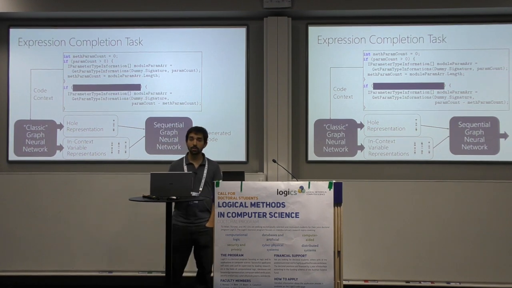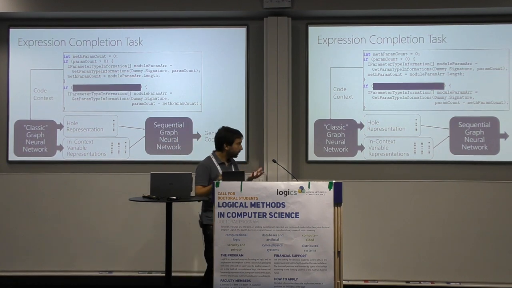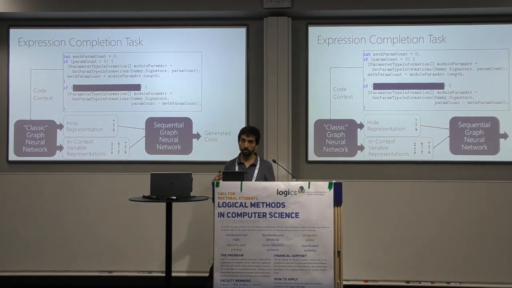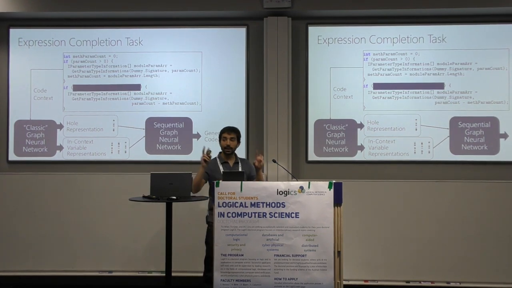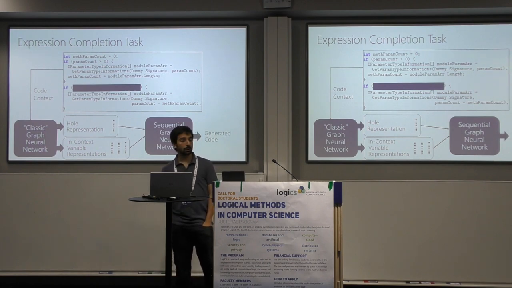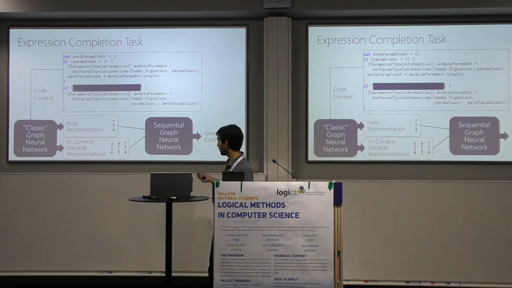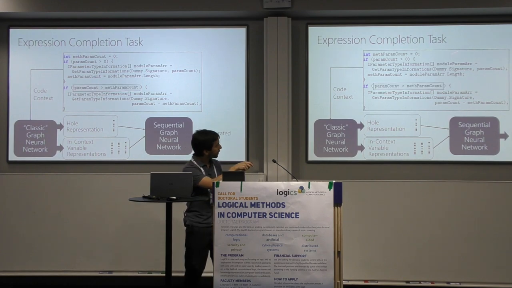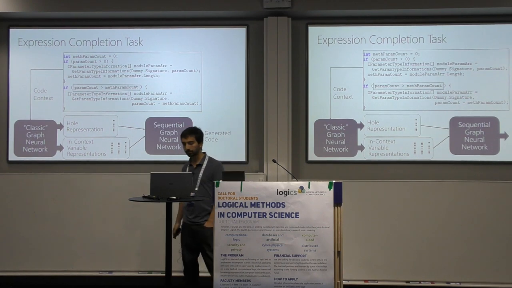So how does this work? First, we represent the surrounding code as a graph, as I mentioned earlier, and with the classic graph neural network, you get a representation for the whole and a representation for each in-context variable. And then we use the sequential graph neural network that I showed in the previous slide to predict the expression. So in this case, that's param count greater than method param count.